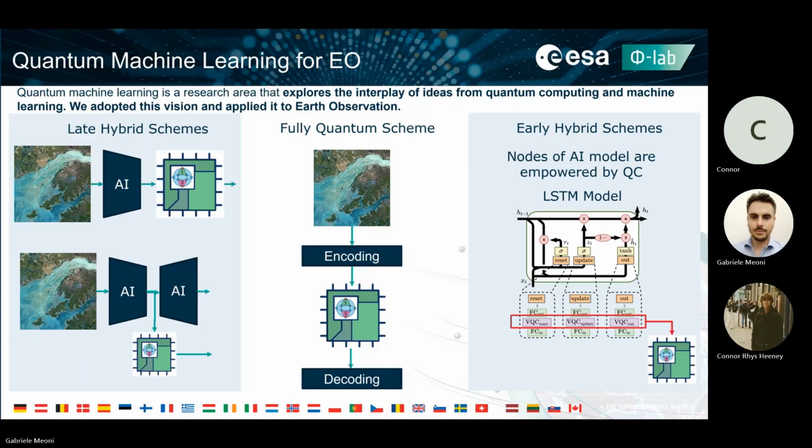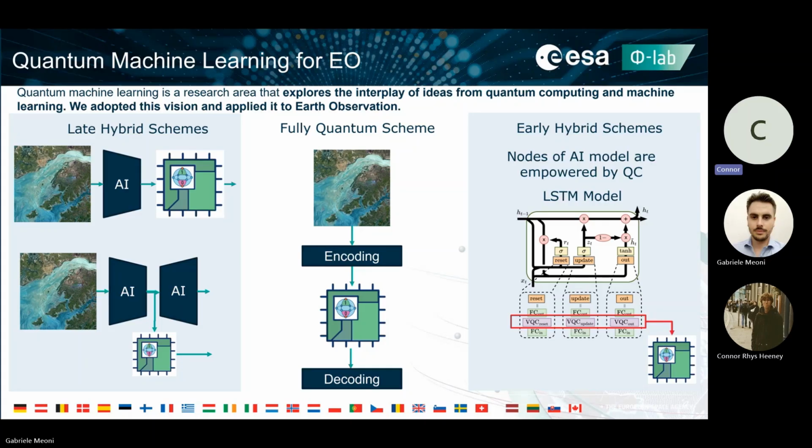There are also late hybrid schemes. Instead of encoding the information and then giving it to the quantum computer, you train your AI model, for instance, by using an autoencoder. Then you remove the decoder, and the latent space is provided as input to your quantum neural network. In this way, you reduce a lot the size of the latent space, so the input that you provide to the quantum computer, you can minimize the number of parameters for the network itself, or at least the size of the input. Then you have early hybrid schemes.